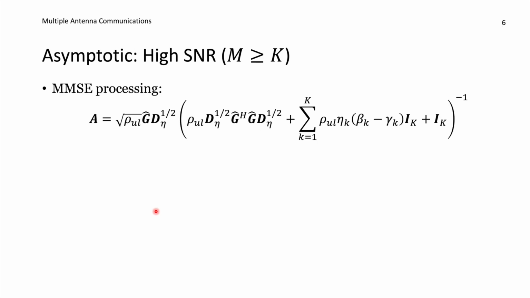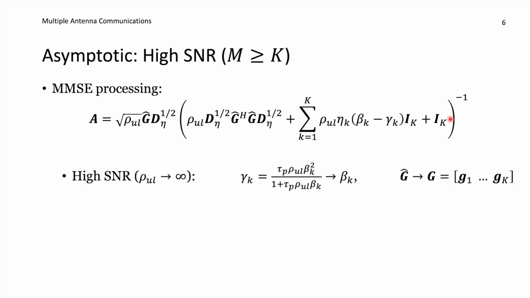And we start with the case when we have a high signal to noise ratio, and we are assuming that M is greater than K. Here is the expression for the MMSE processing from the previous slide. And if we have a high SNR, that means that the rho uplink terms will be large. When we have high SNR, it is the rho uplink term that becomes large. And it appears in all the terms in this expression except this noise covariance matrix.